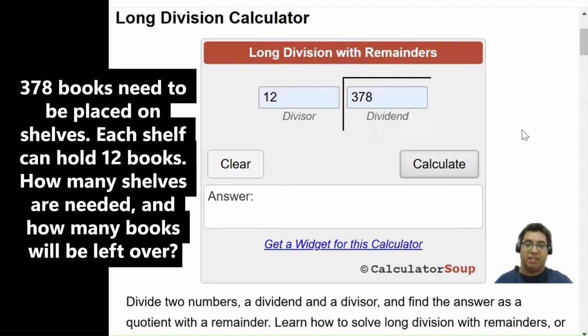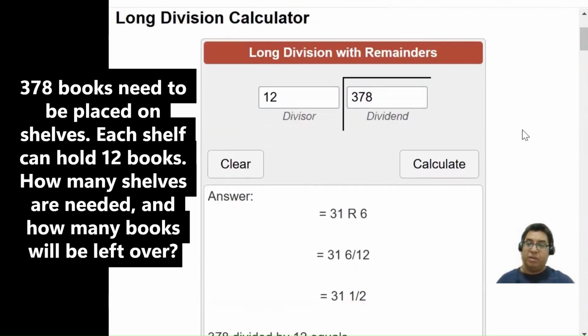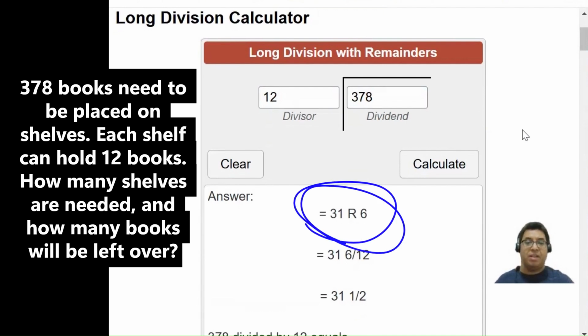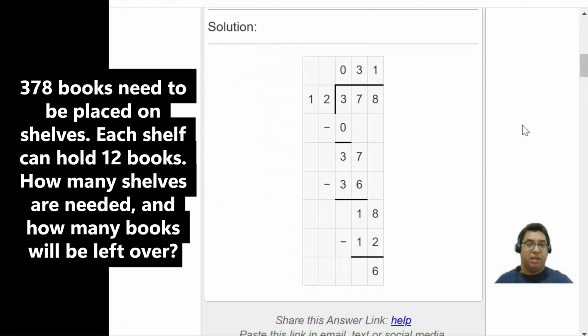Let's calculate that. Okay, so for 378 divided by 12, we have an answer of 31 remainder 6. So this top one here is the answer, 31 remainder 6. And just showing you here how we got the answer. It's a little bit bigger, so it's a little bit longer, but there it is. We've got 31 remainder 6. And again, when they ask you to show the work, make sure you show the work like this, please. This way we know what you've done, that you've proven you know how to do it.